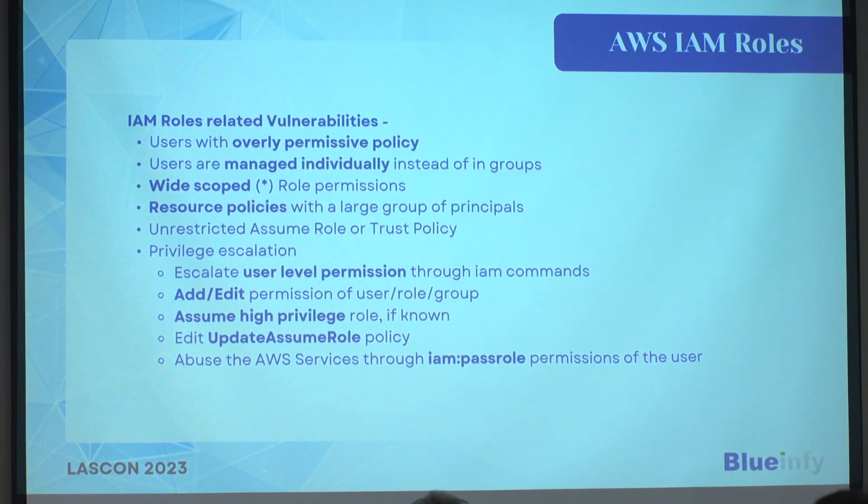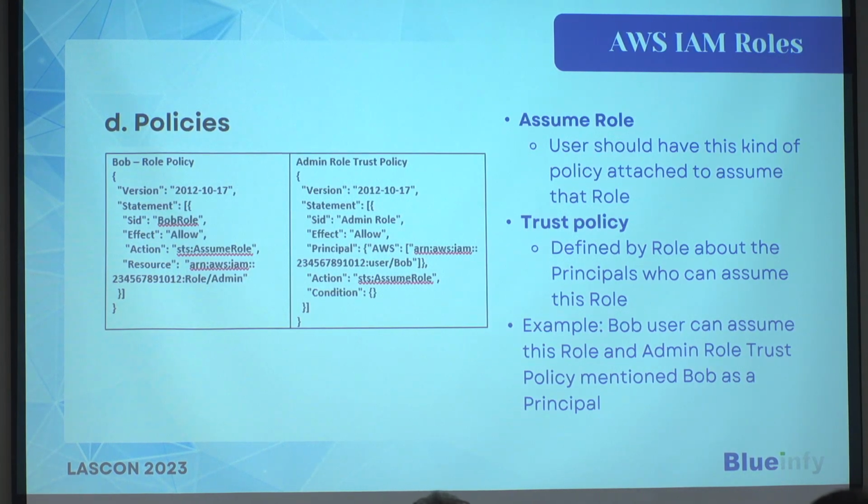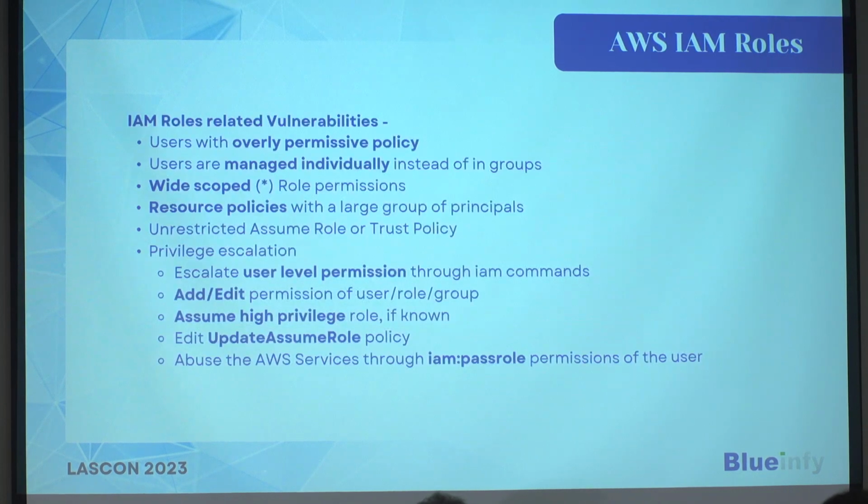When you look at IAM role related vulnerabilities, you need to look at whether there are any wide-scope permissions, and any star policies assigned. If, instead of sts:AssumeRole, the action is a star, then this particular role can do anything. So wide-scope permissions should be monitored. A resource policy should have a clear indication of principals. It should not have a large group of principals. It should say only this user, or only this group of users, can access this resource, not all the resources or users.